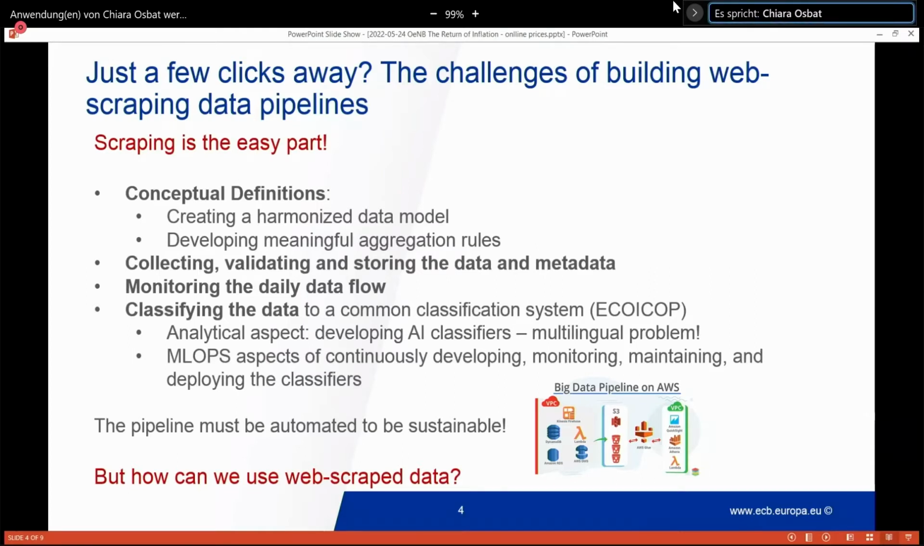And then there's another aspect, which is MLOps, the machine learning operations aspect, where we have to continuously develop, monitor, maintain, and deploy these classifiers. What is hard about it is that this must be automated. It is not sustainable to do it by hand. It's absolutely not scalable, but you want to scale, so you have to automate. The good news is that this is also becoming a commodity offered by the various cloud service providers.